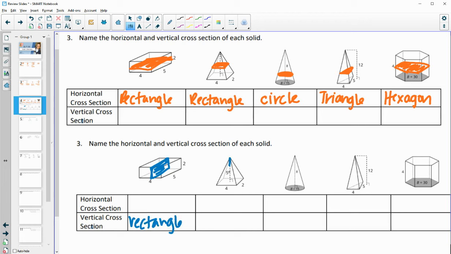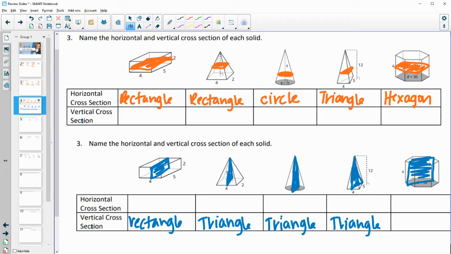In the pyramid, vertically is going to end up being a triangle. In the cone, again, a triangle straight across that base and then back up those sides is going to get you a triangle. This pyramid, if you come down and cut across and go back up, again, you're going to get a triangle. And then for the hexagon, if we were to cut across here and back down and back up, we would end up with some type of rectangle.